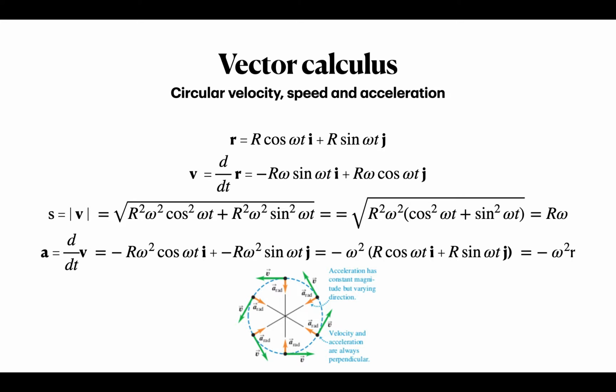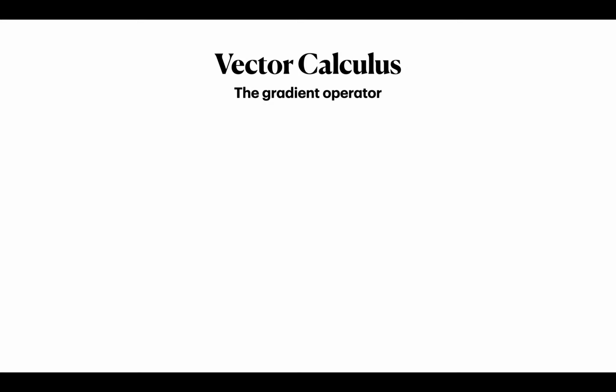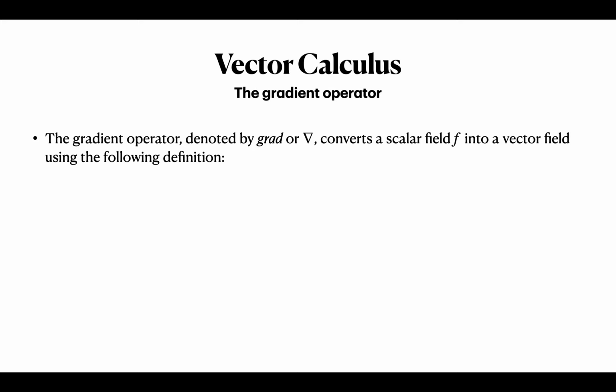Now, here we go. This is really the meat of it. This is the start of the meat of it. So you need to be able to use the gradient operator. All right. So it's denoted by either grad or this triangle on its point. That's the Greek letter nabla, if you can believe it. And I'm just going to call it gradient. So what the gradient operator does, folks, it takes a scalar field, which is just a function of x, y, and z, and it converts it into a vector field. Now, that's very important. What you get as a result of the gradient is a vector.